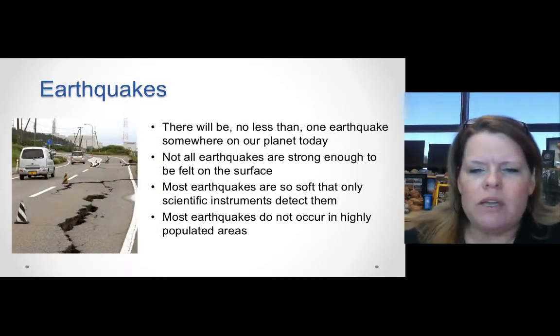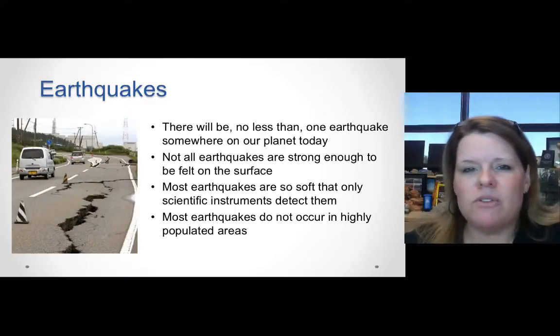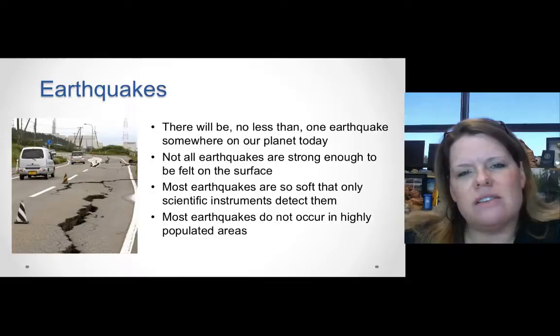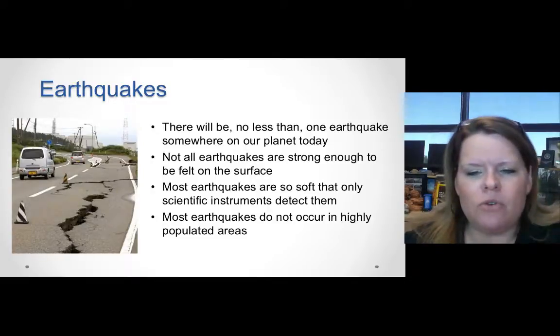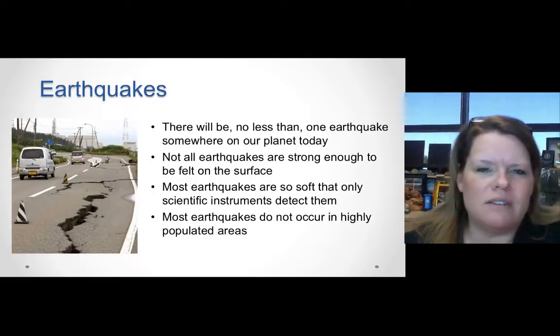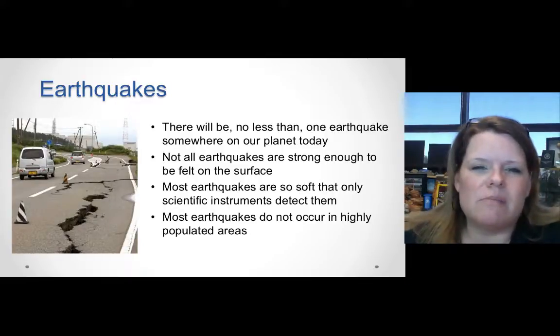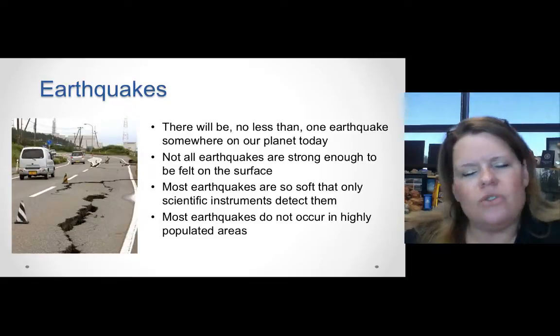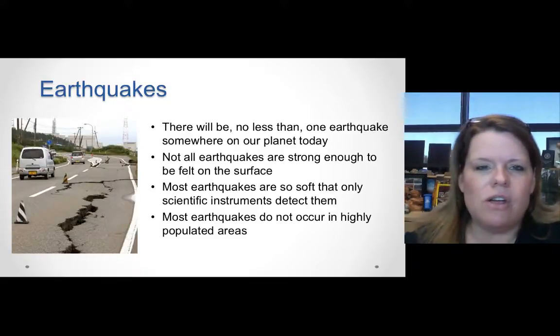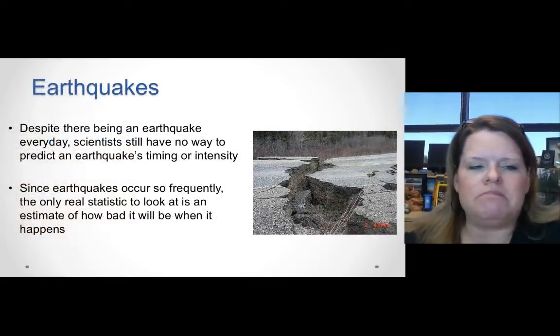On earthquakes, there will be no less than one earthquake somewhere on our planet today. There are earthquakes happening every day, every hour, and most of them are very tiny. Not all earthquakes are strong enough to be felt on the surface, and that's why we don't know about them. Most earthquakes are so soft that only scientific instruments can detect them. The Richter scale works on the amount of energy released, and then there's a separate scale that measures damage. Most earthquakes don't occur in highly populated areas, and that's another reason we don't hear about them.